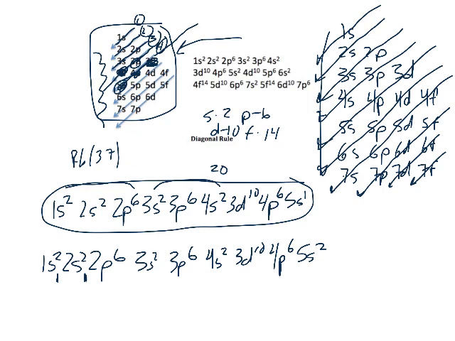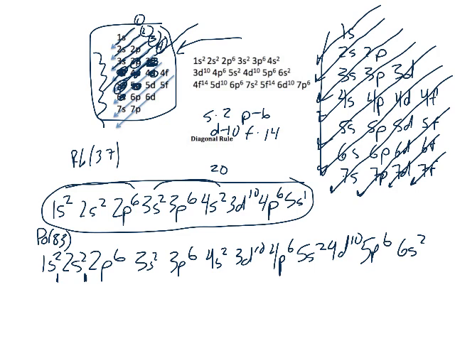So I have to get up to 83. This is polonium, right? 83. Okay, so after 5s, what comes next? 4d. And I can fit 10 there. And after 4d, I'm going to fit 5p. I can put 6 there. And after 5p, I'm going to go to 6s, and I can fit 2 there.